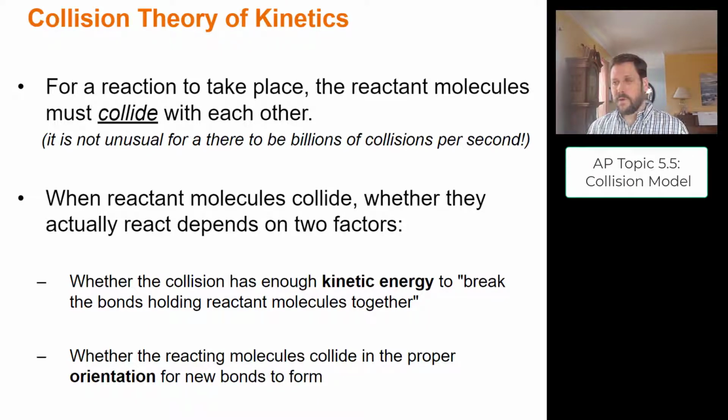We know that all particles have at least some kinetic energy, even in the solid phase at low temperatures, and that a collision needs to take place in order for a reaction to occur. It's not unusual for there to be billions of collisions per second. And when reactant molecules actually collide, they may or may not actually react. There are two factors we need to consider. One is whether they've collided with sufficient kinetic energy, and the other is whether they are properly oriented. So we'll look at each of those two conditions.